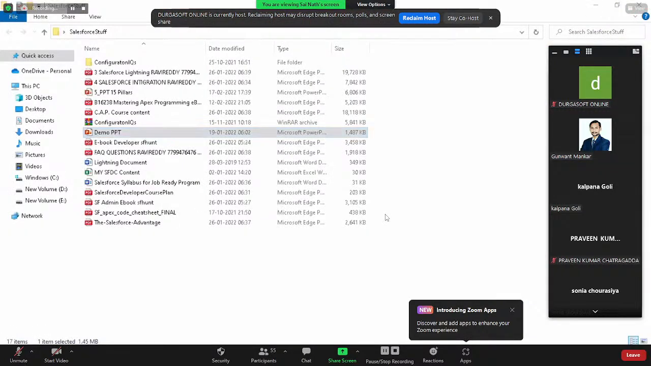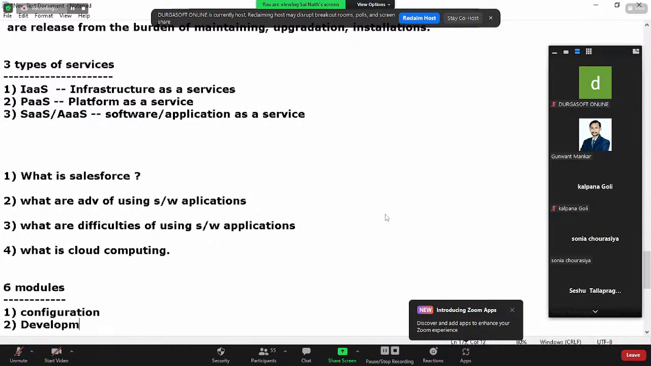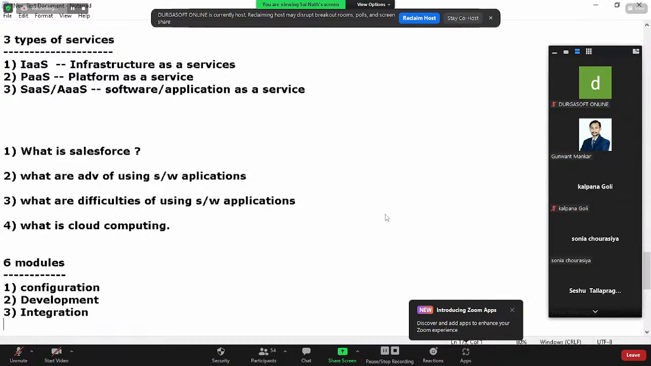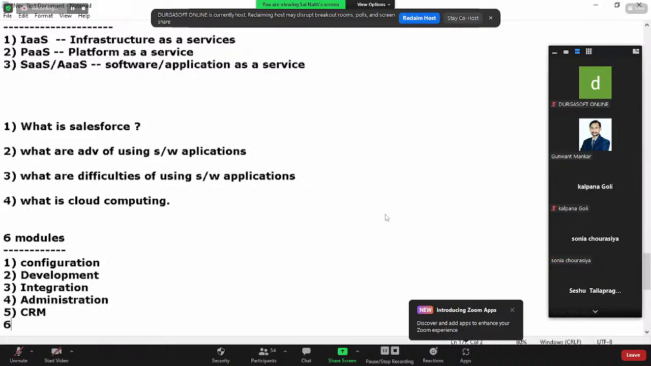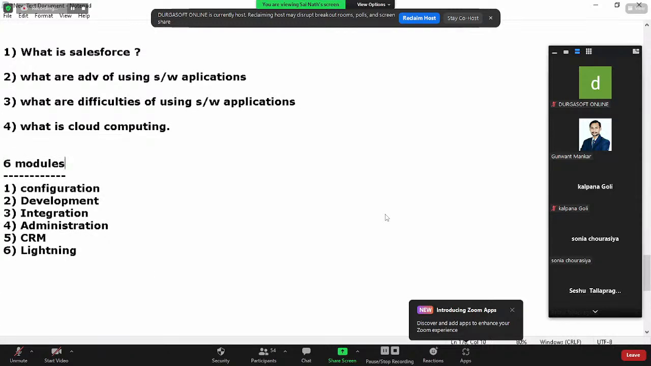Okay, sir. And one more important point before I end the topic today. Listen carefully. These are the four topics we have discussed as of now. In your syllabus, I'm going to cover six modules. How many? Six modules. First module is configuration. Then development, integration, administration, CRM. And what is it? Lightning. These are the six modules I will cover in your syllabus.